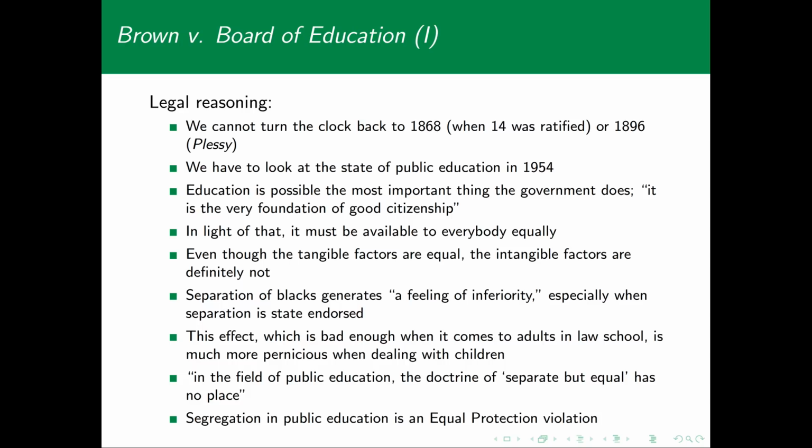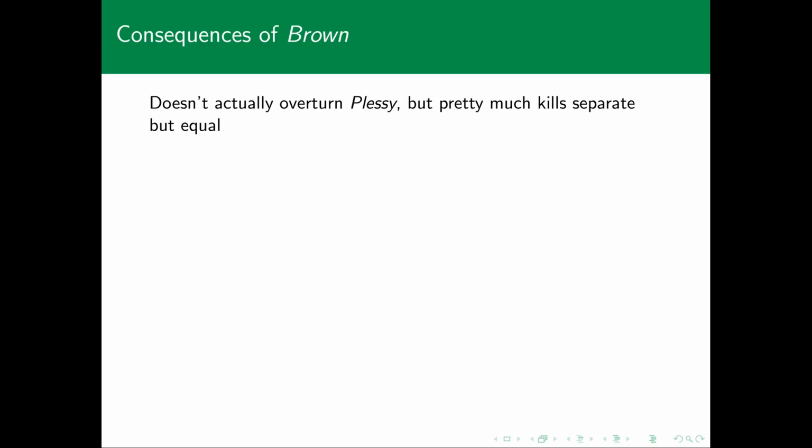So the consequences of Brown, well, it didn't really overturn Plessy. Not officially. If you go on Wikipedia, it'll still tell you it overturned Plessy, but not really. But it kills separate but equal. It strikes at the heart of Plessy.